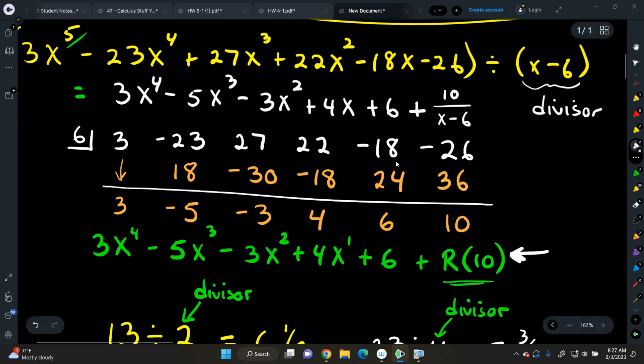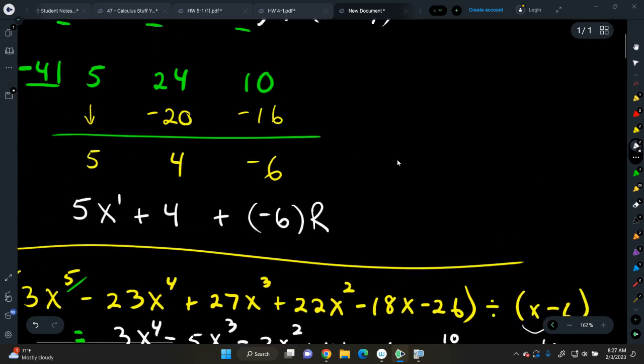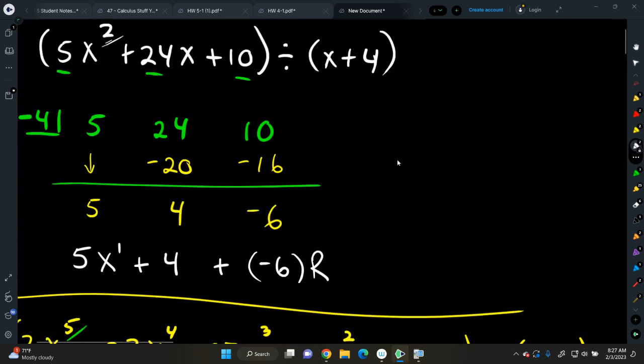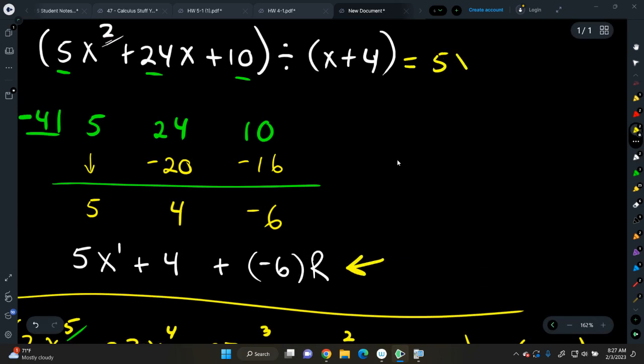Okay. Let's look at this answer up here, right? What did we get when we did this division? We got, here's my answer there, 5x plus 4, and then what? I'm going to say plus negative 6 over x plus 4. That's our answer.